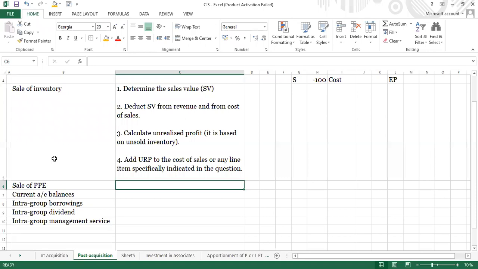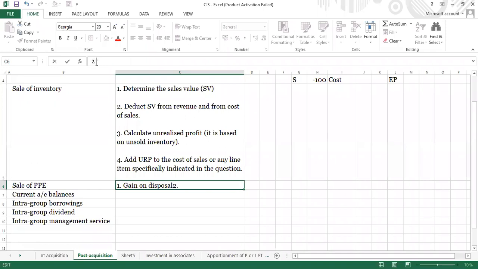But we have to be very careful when it deals with sale of PPE, because depreciation is standing somewhere doing its own confusion. So when you sell PPE, first, what you will do is to calculate the gain on disposal. How much was the gain that that person earned on disposing that PPE to his subsidiary or to his parent?